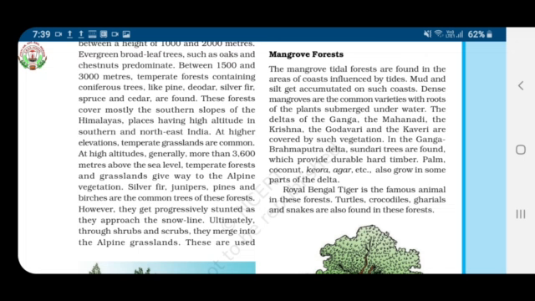The most famous animal in these forests is the Royal Bengal tiger. Turtles, crocodiles, gharials and snakes are also found in these forests.